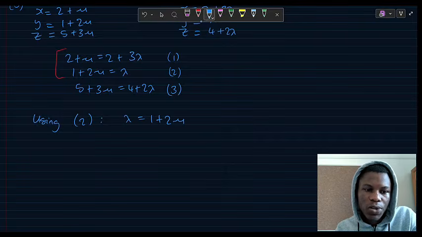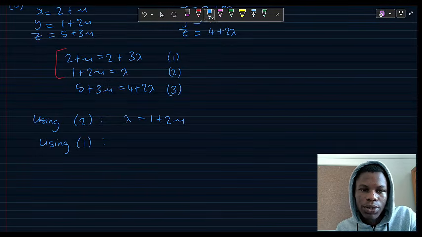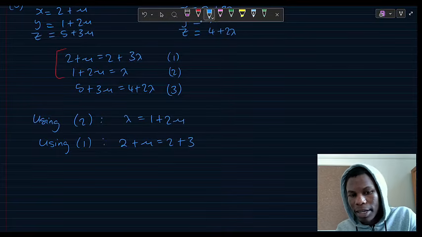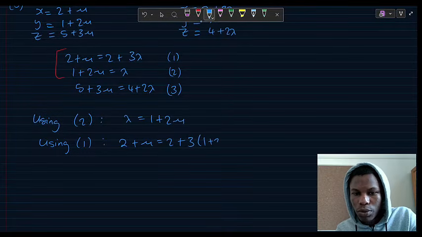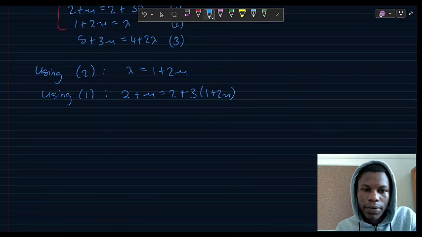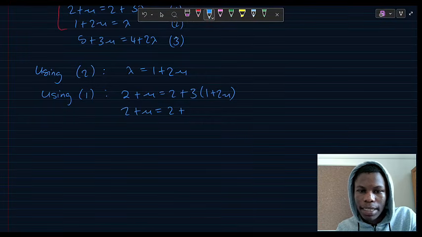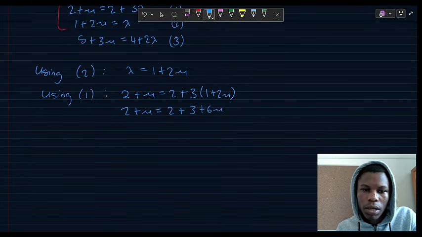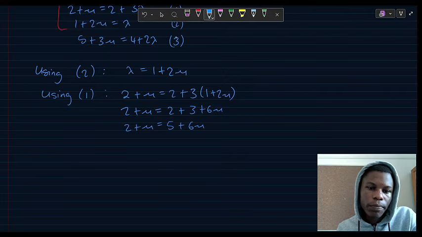And I'm going to substitute this into equation 1. So using equation 1, I have that 2 plus mu is equal to 2 plus 3 lambda, but I know lambda is 1 plus 2 mu. So let's simplify. We've got 2 plus mu is equal to 2 plus 3 times 1, that's 3, 3 times 2 mu, that's 6 mu. So 2 plus mu is equal to 2 plus 3, that's 5, plus 6 mu.